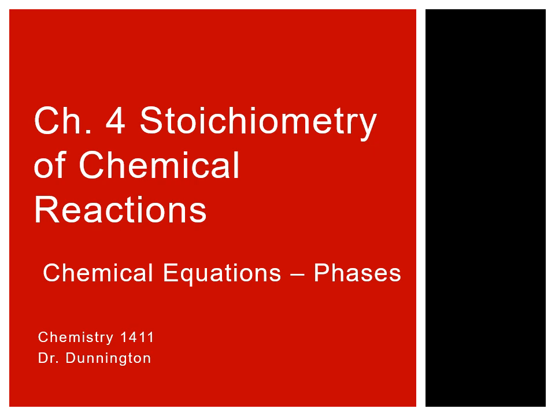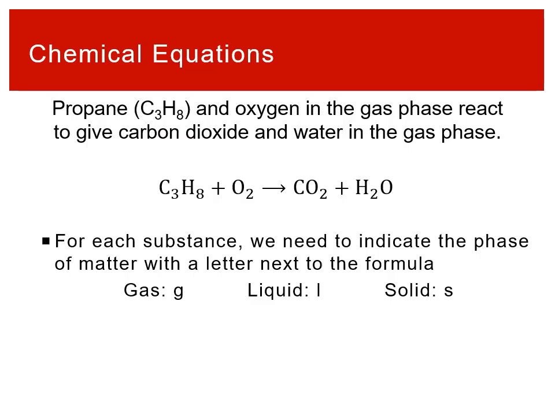Welcome back. We want to continue talking about chapter 4, continue talking about chemical equations. We want to talk about how phases are represented in chemical equations. Okay, so we're going to stick with our same reaction. Propane and oxygen in the gas phase react to give carbon dioxide and water in the gas phase. And here is the base chemical equation that we came up with in the last video. Now what we want to do is include the information about the phase of matter.